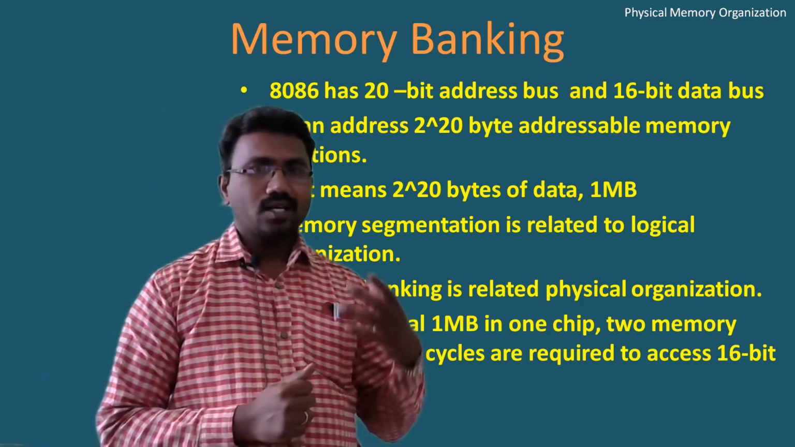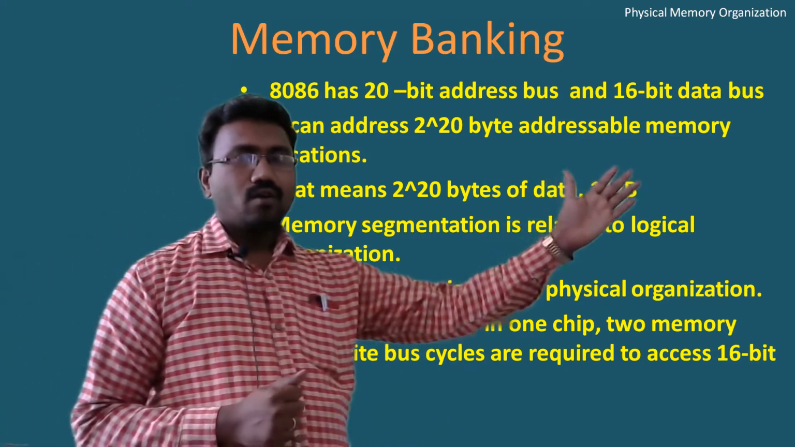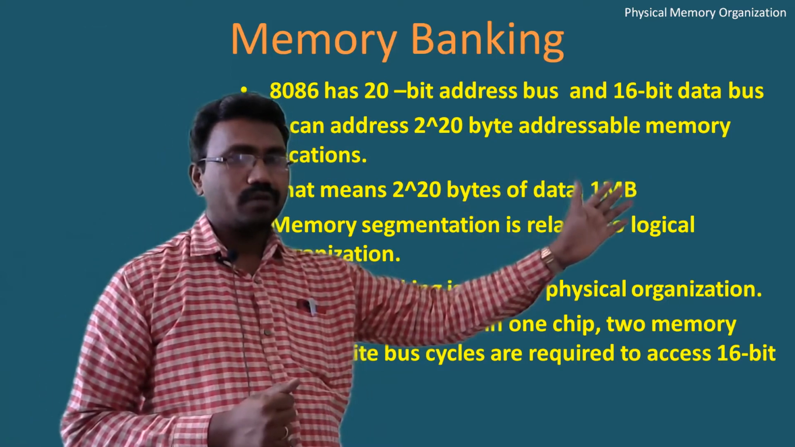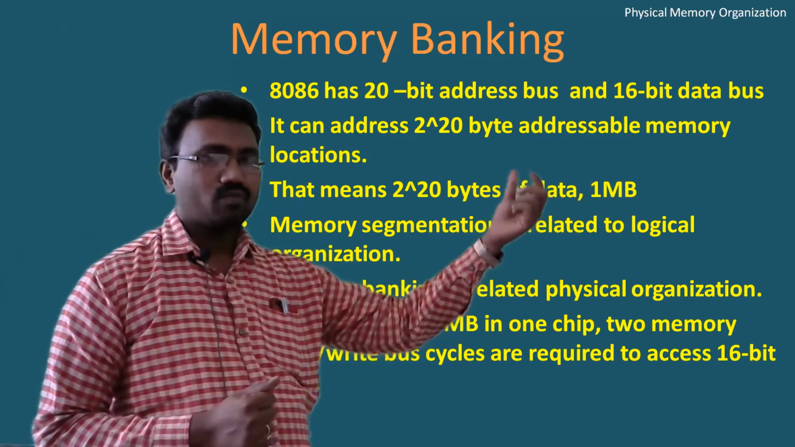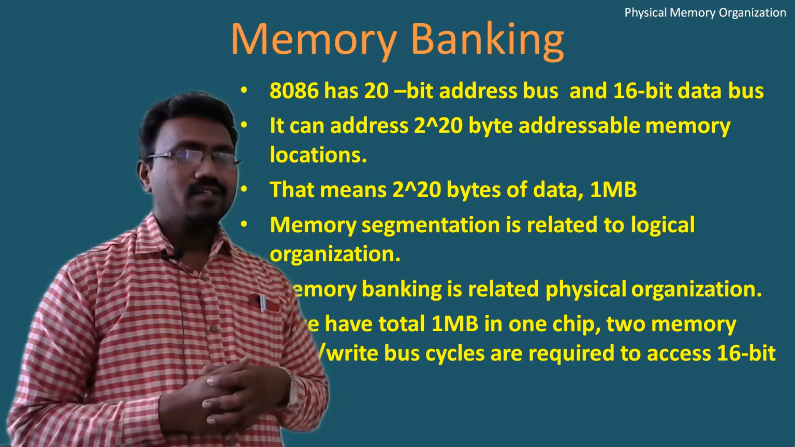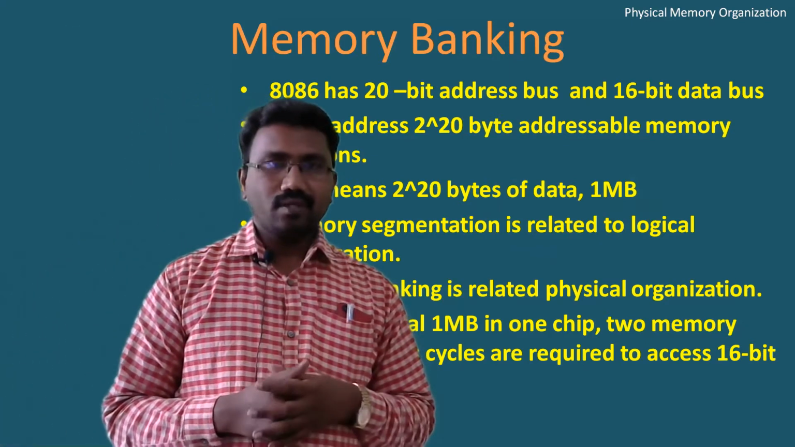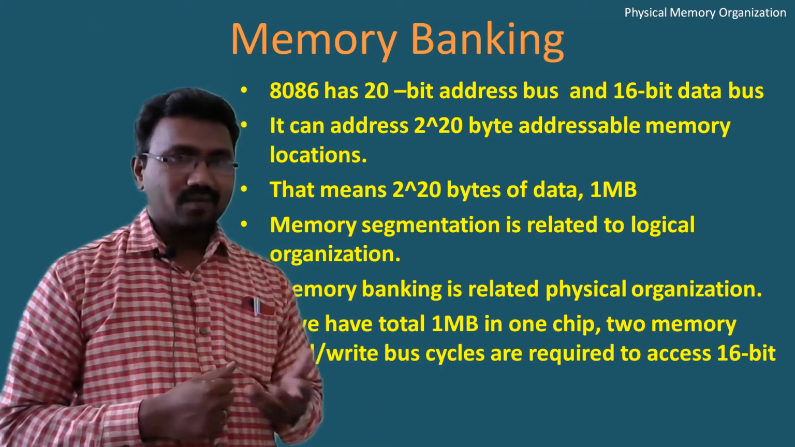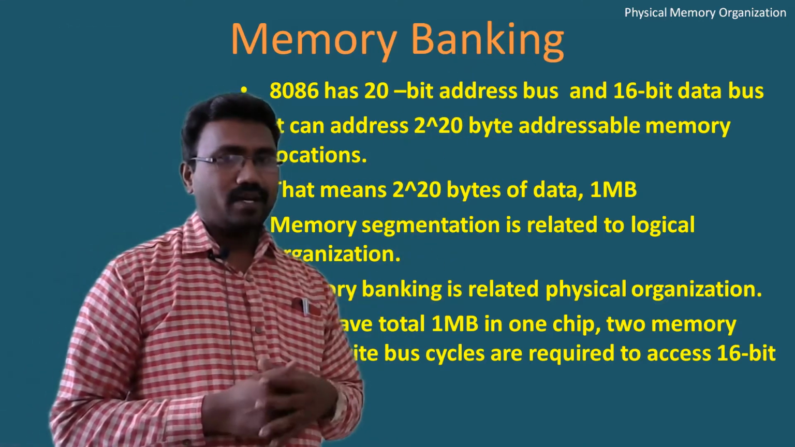The number of addressable locations of the 8086 microprocessor is 2 to the power of 20 bytes of data, that is equal to 1 mega. Total number of locations is 1 mega locations. Each location capacity is 1 byte. Here every byte has an address. The 8086 memory is byte addressable. Total 2 to the power of 20 bytes. The address range is 0 to 2 to the power of 20 minus 1.